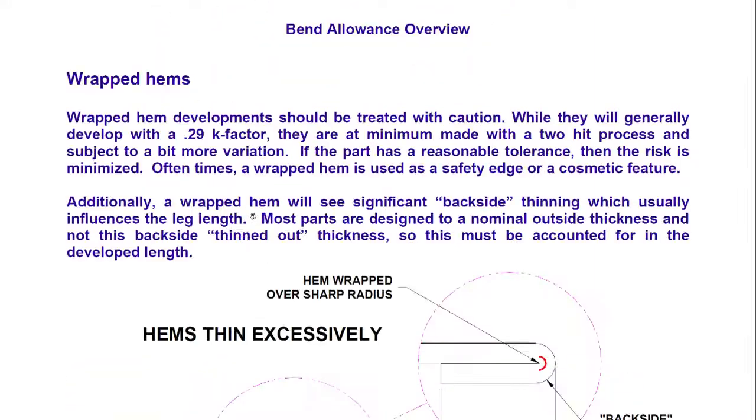So, if you have completely closed, wrapped hem, development should be treated with caution. While they will generally develop with some 0.3 K factor, they are at a minimum made with a 2-hit process and subject to a bit more variation. If the part has reasonable tolerance, then the risk is minimized. Wrapped hem is used as a safety edge or a cosmetic feature.